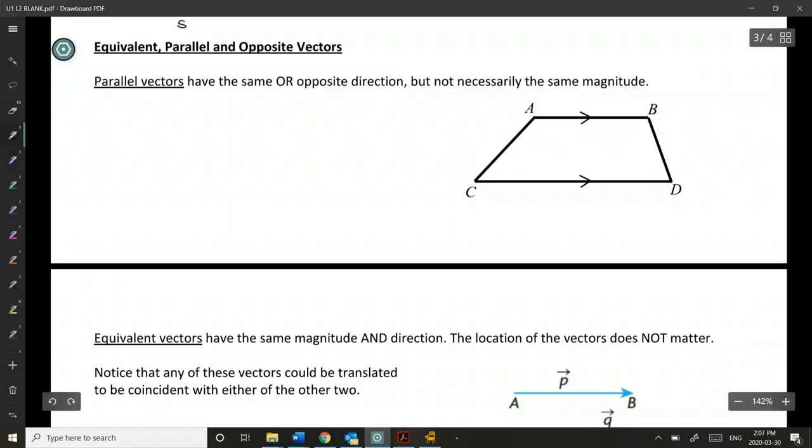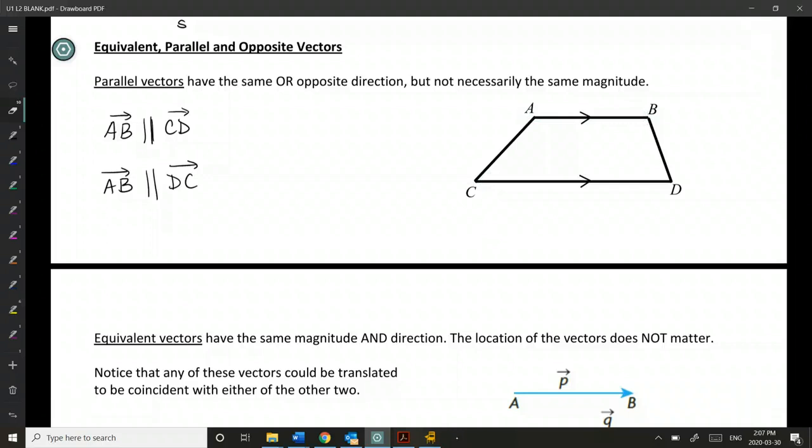So one thing that I could say here is that vector AB is parallel, so we use these two parallel lines, to vector CD, or I can even say vector AB is parallel to vector DC. So the vector going in the opposite direction from D to C is parallel to the vector going from A to B. Doesn't matter if they're going in the same direction or the opposite direction. Okay, I could also say here BC is parallel to DC, or BC is parallel to CD.